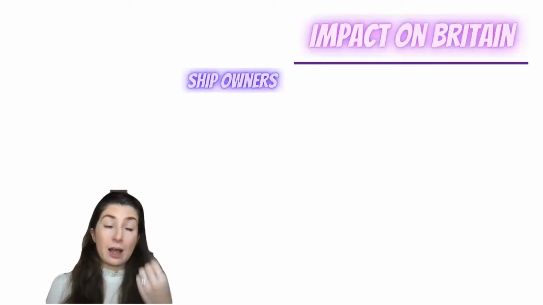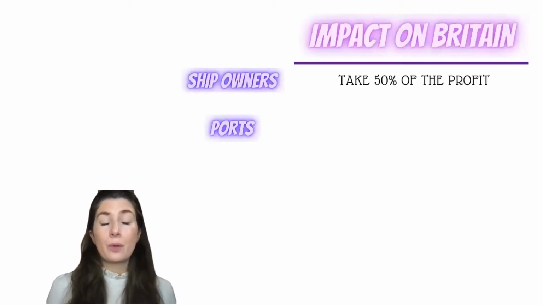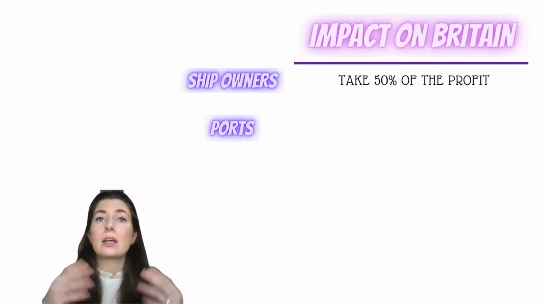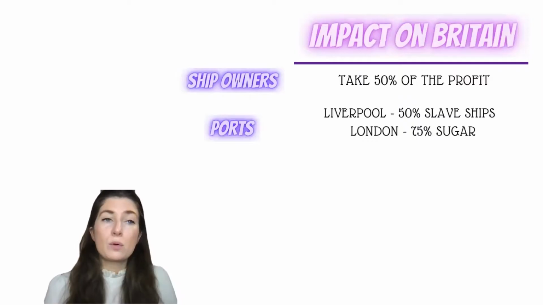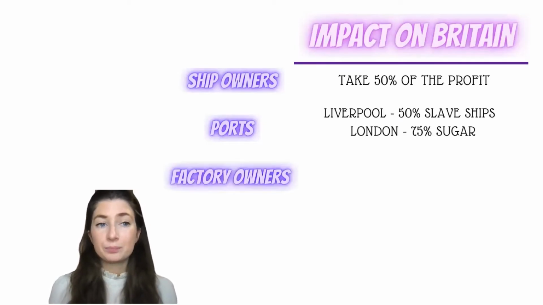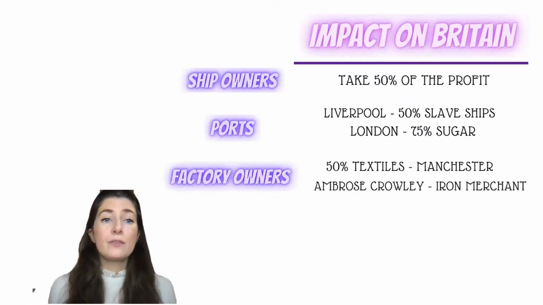Now, we can look at some of the people who benefited from this. Many people in Britain significantly benefited from the idea of plantations, slavery, and America. So ship owners, for example, would take up to 50% of the profits. Ports, so people working at the ports, Liverpool, for example, processed 50% of the slave ships, and London processed 75% of the sugar ships. Factory owners, 50% of the textiles were created in Manchester.